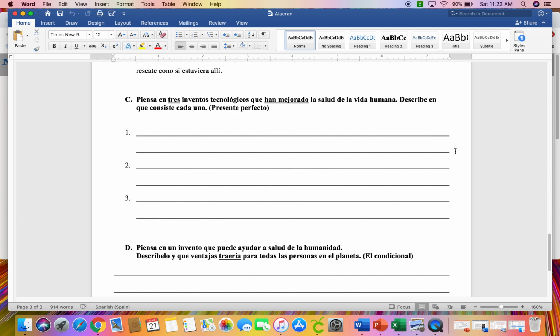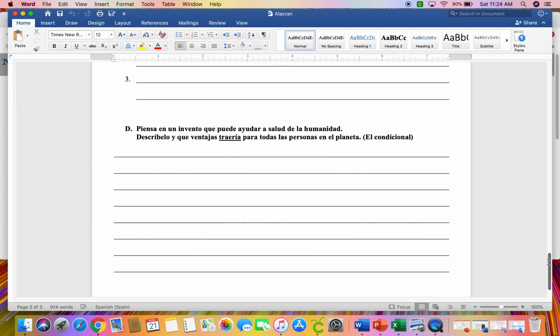So for example, I'm trying to think of one off the top of my head. 3 inventions. Vaccines. Vaccines have prevented, there's our present perfect, ha prevenido muchas enfermedades en personas. So vaccines have prevented a lot of illnesses in people. That's the kind of language that I want there.